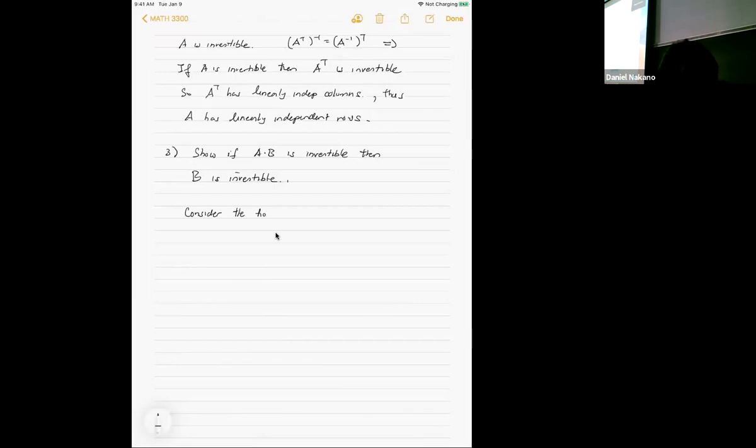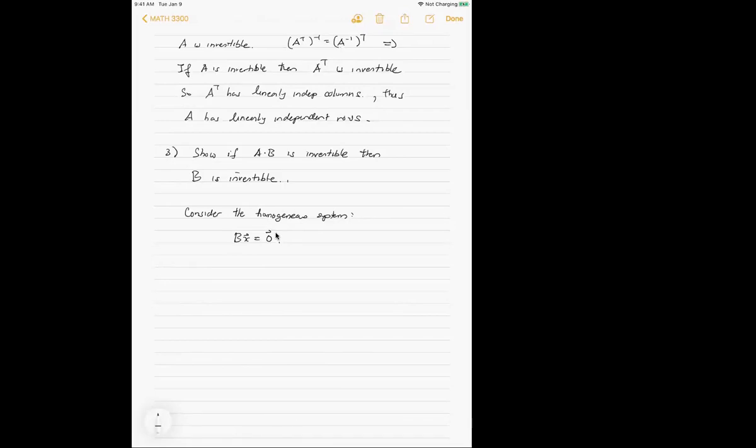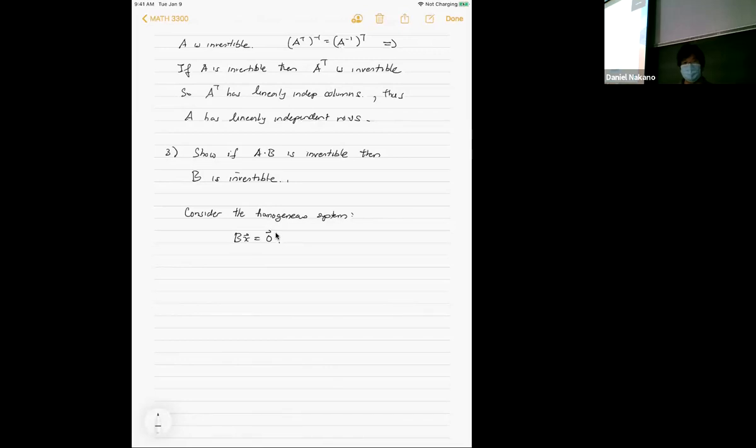the homogeneous system Bx equals 0. All right. So the goal is to show that x is equal to 0. So what should we do to show x equals 0? B inverse. Well, we don't know whether B is invertible yet. Is there something else we can use?